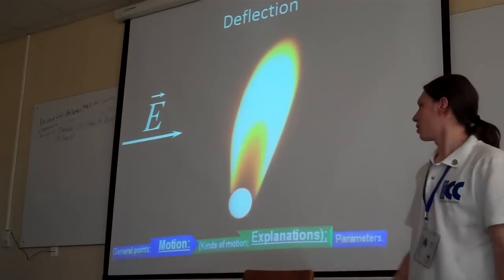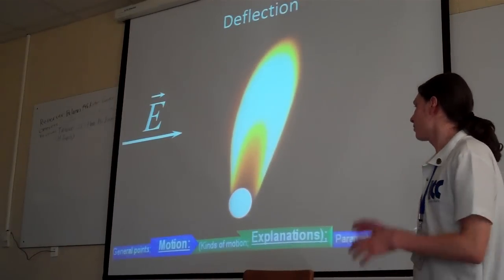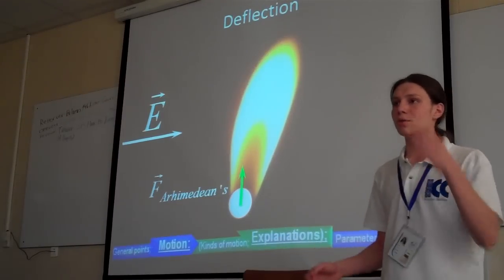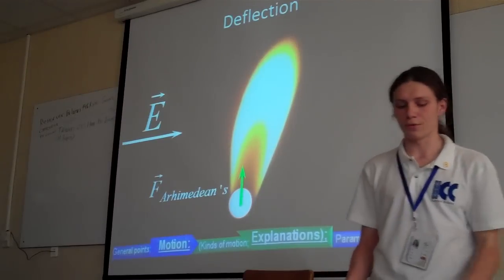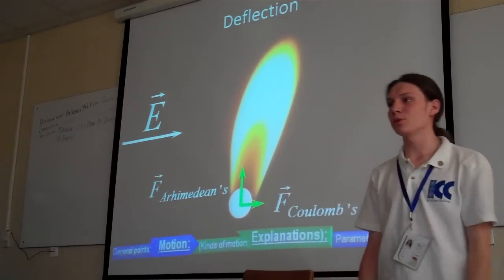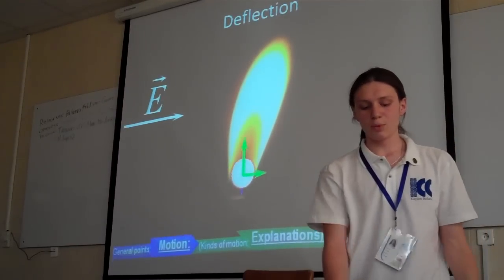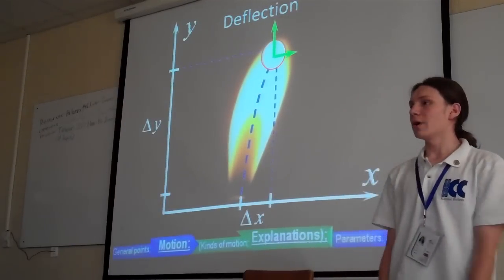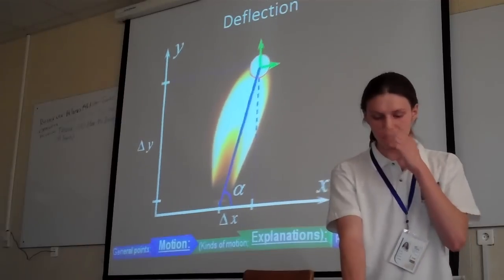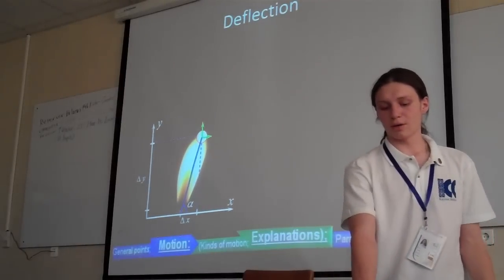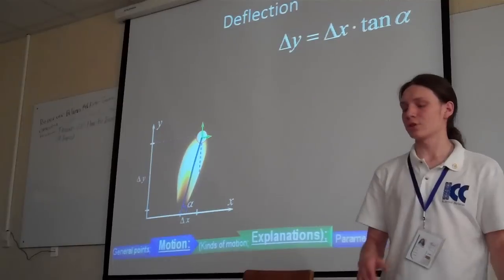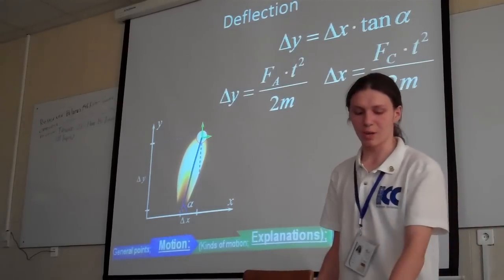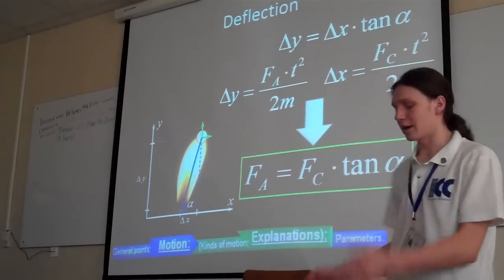Let's look at this small volume in the flame. Here you can see it. It is acted upon by the Archimedean force because its density is much lower than the density of air. Also, it is acted upon by the Coulomb force, which we already observed. It moves along such a trajectory, and knowing the change of coordinates and the angle of deflection, we can find the ratio between the differences of coordinates, and knowing their dependence on forces, we can derive the dependence between forces. You can see it on the slide.